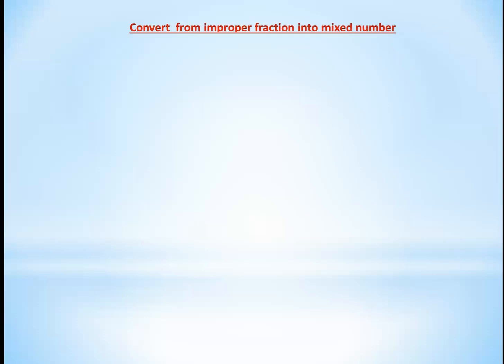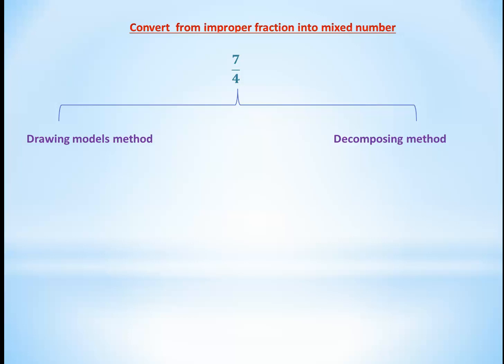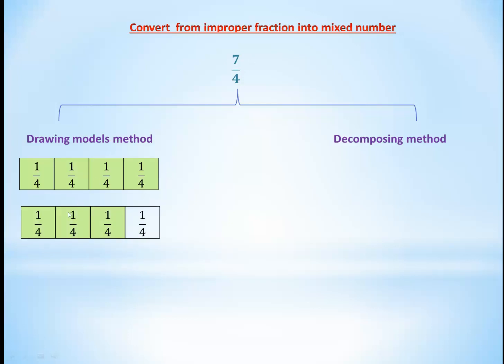Convert from improper fraction into mixed number. Okay, let's see how to convert from improper 7/4 into mixed number. Okay, by drawing model method or decomposing method. Let's draw first. Okay, draw. We need to draw, yes, 4/4. This is 1, 2, 3, 4, but we have 7, so we are going to draw another fourth and we will take 3 parts.